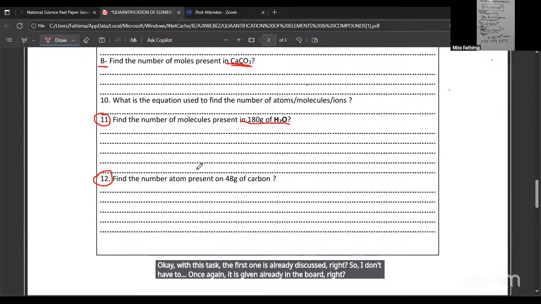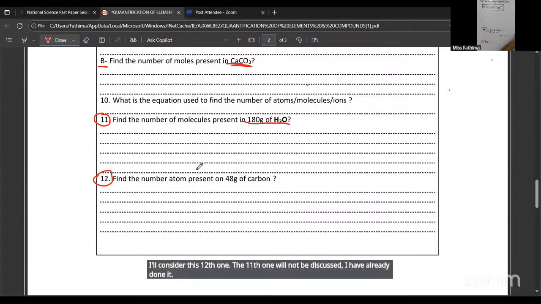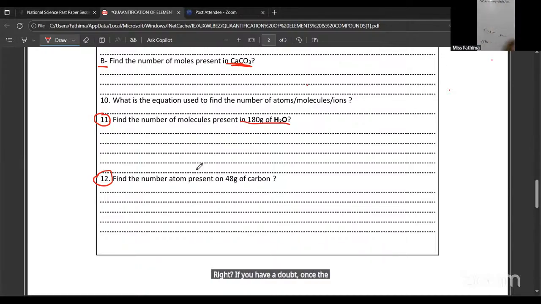Now consider the 12th one. The 11th one will not be discussed. I have already done it. Right? If you have a doubt, once the class is over, talk to me. I'll help you out. Right.